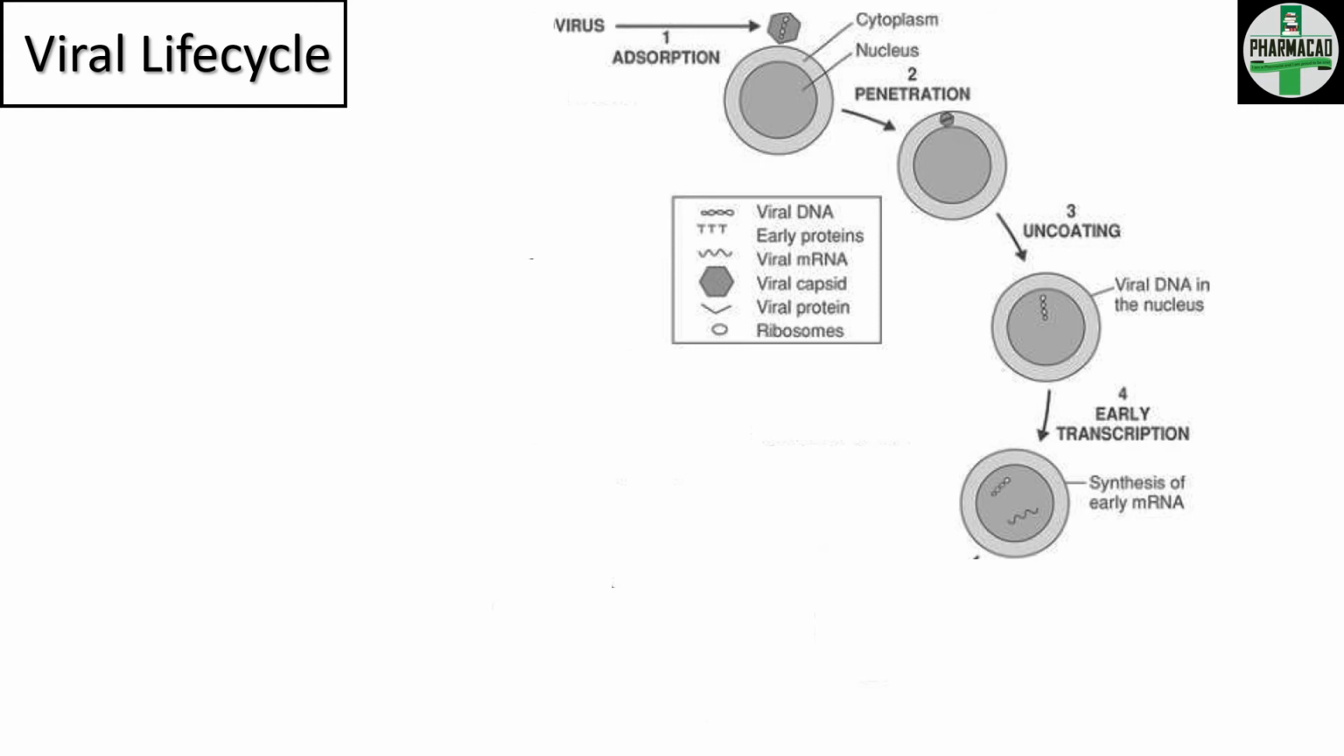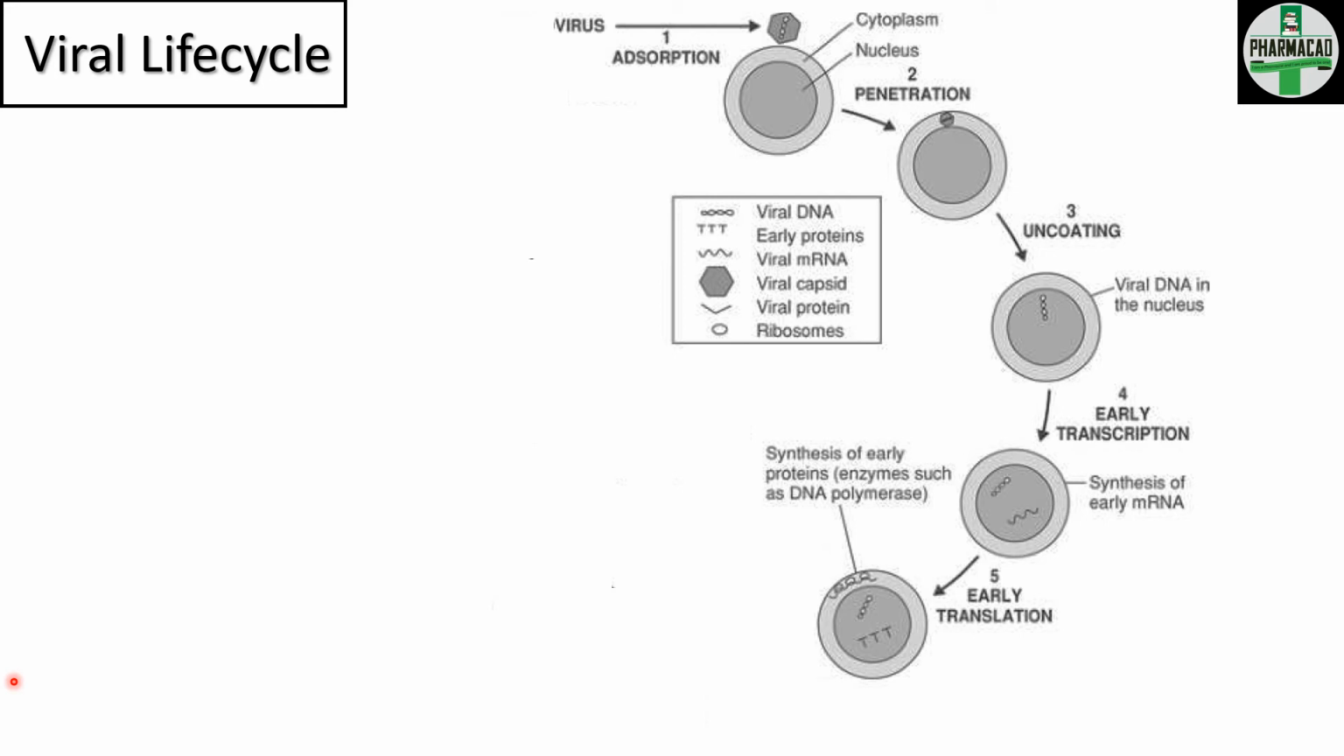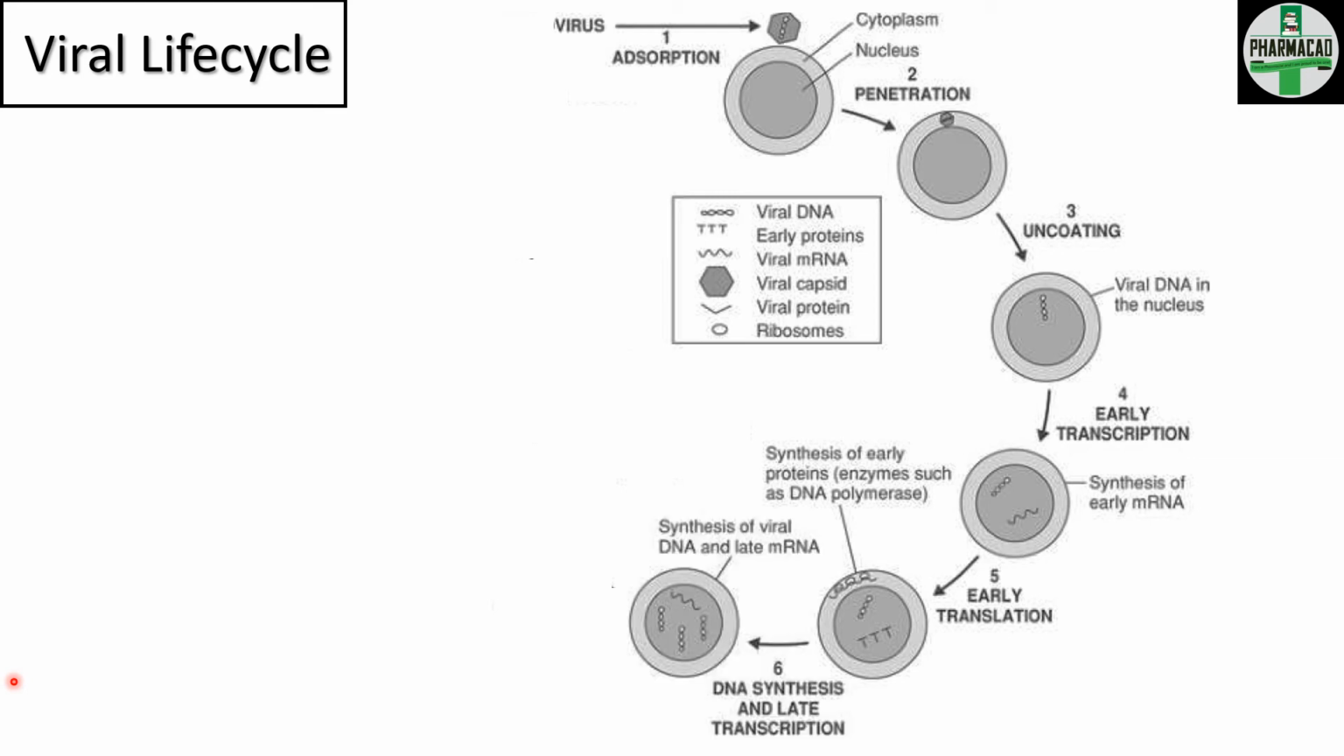Here we can see in the eclipse phase of a productive infection how the DNA of the virus is forming newer viral early mRNA. These early mRNAs help in formation of early proteins, for example DNA polymerase. Now in the next step, the late mRNA synthesis is taking place. The late mRNAs will help in formation of viral structural proteins.